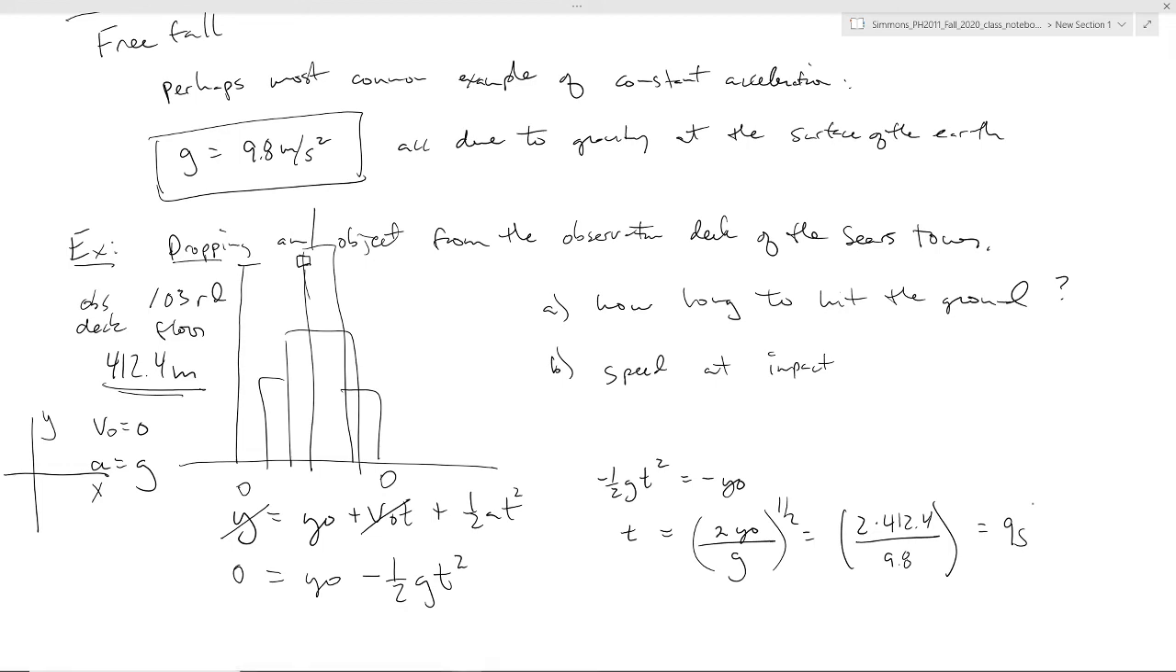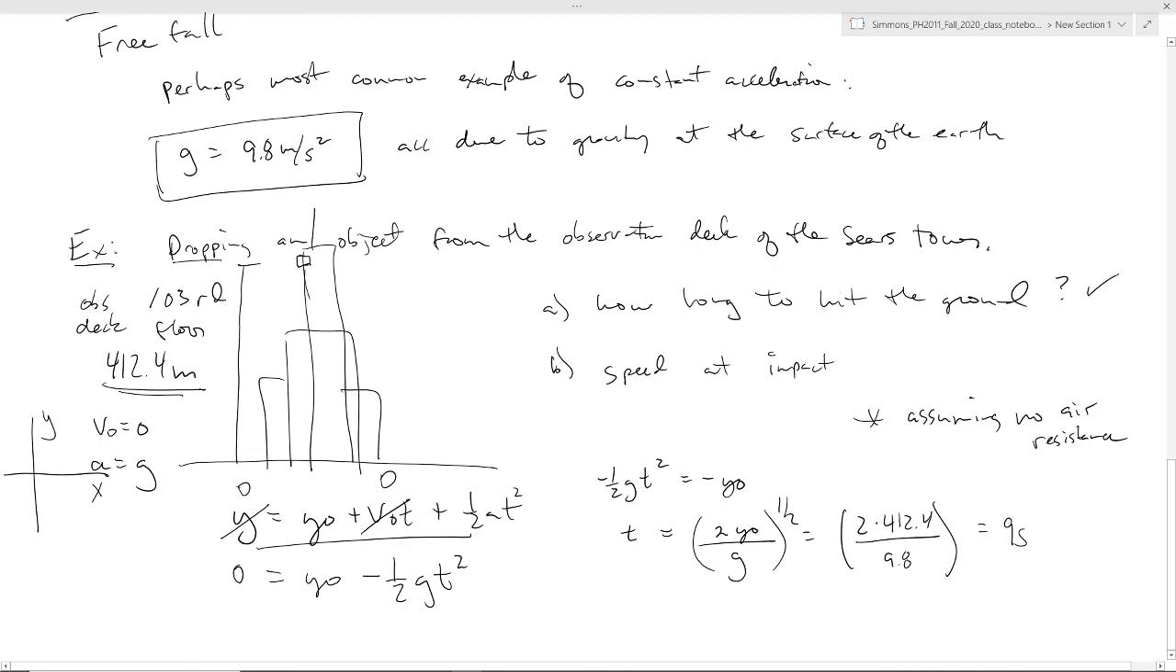Now, there's a caveat here. This is assuming there's no air resistance or any other thing that's interfering. So this is not necessarily very realistic depending on the kind of object that you were to drop, but it allows us an opportunity to practice with this kinematics expression, and in this case to calculate a time. So that was what we wanted to know for part A.